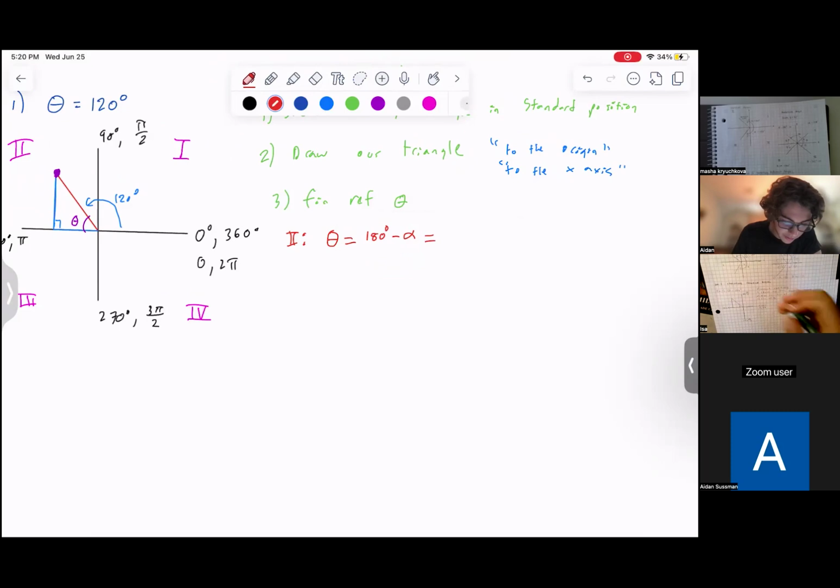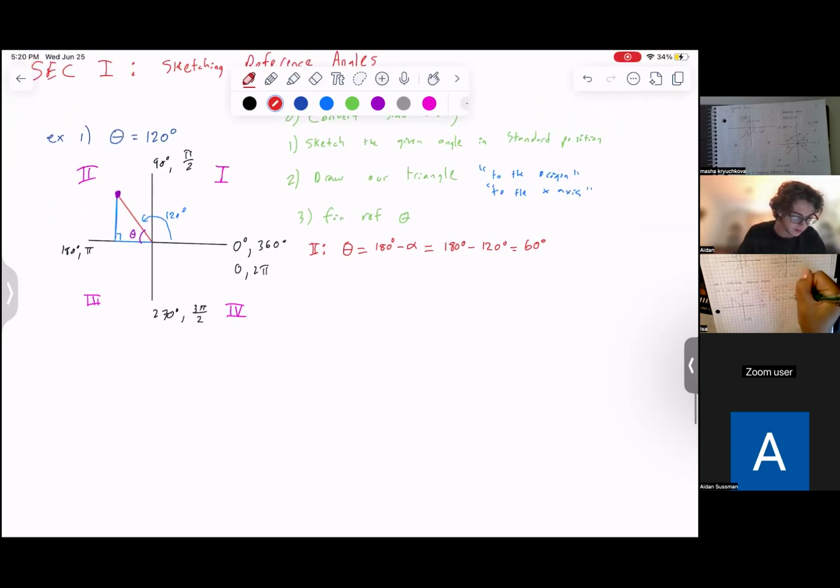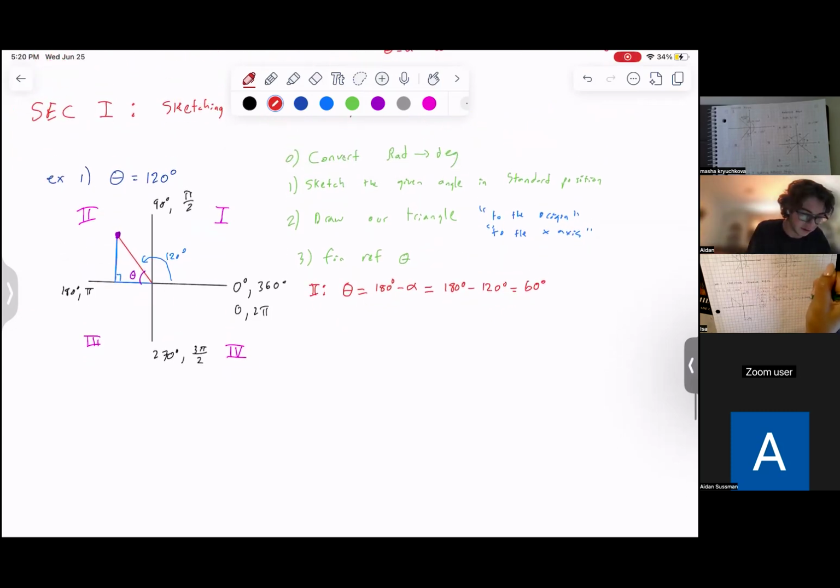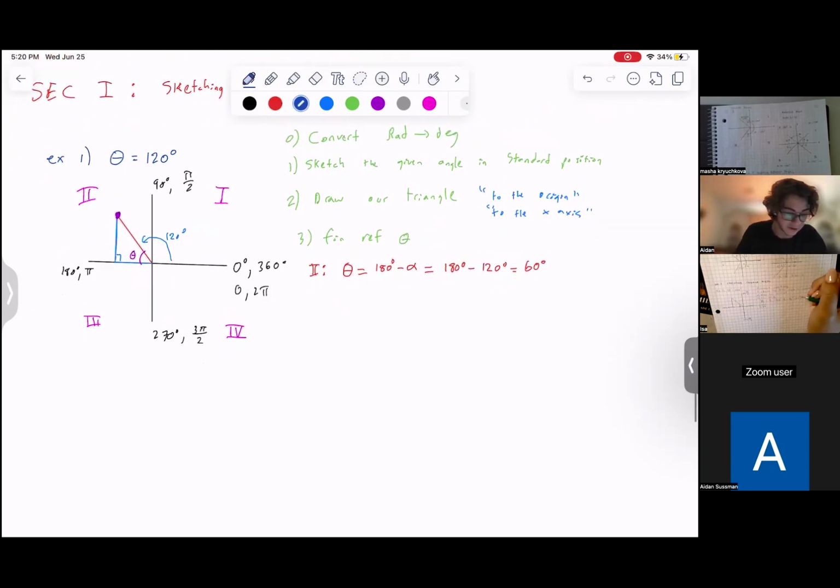Okay, so then this would be 180 degrees minus 120 degrees. So then, Helena, what is our theta? Is it 60 degrees? Yep, that's going to be 60 degrees. And that's it. That is the main 3 steps for solving our first angle. Or sorry, sketching our reference angle.